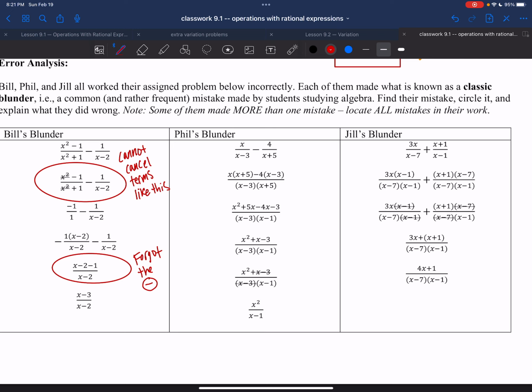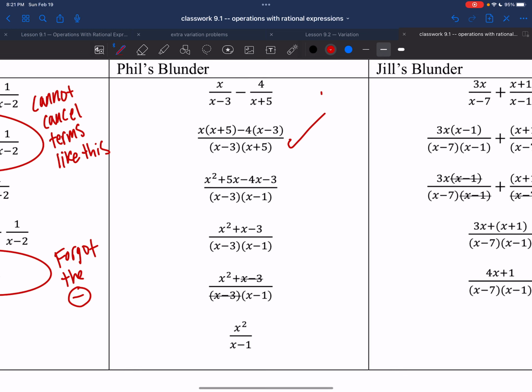Phil's blunder. So he's starting off with this problem. He's getting a common denominator correctly. But then Phil makes some weird mistakes here. First of all, he's going to need to distribute this negative 4 to both x and negative 3, which he does not do here. So that should be plus 12. Okay, that's the first mistake.